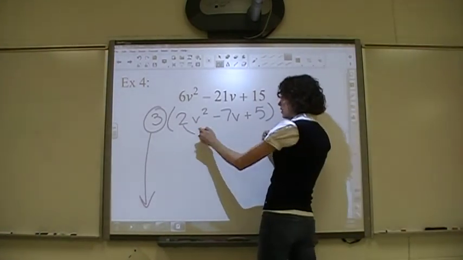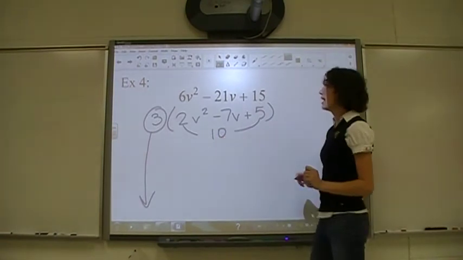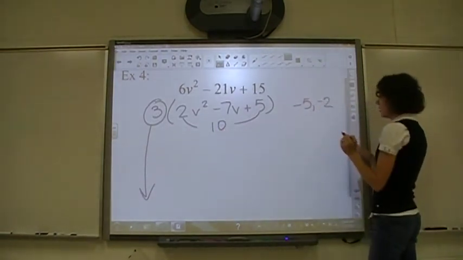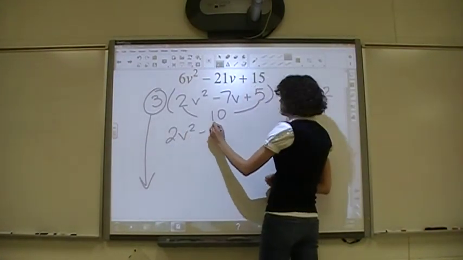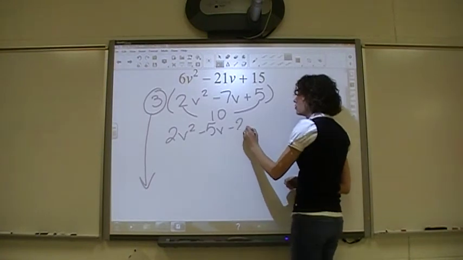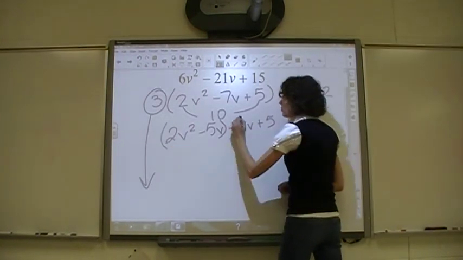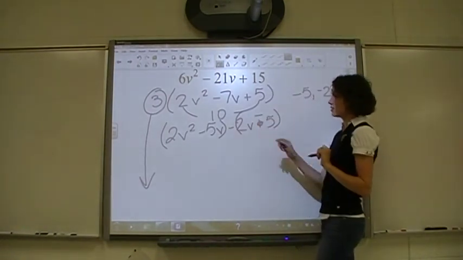Now do the rewrite method. 2 times 5 gives me 10. Factors of positive 10 that add to negative 7 are negative 5 and negative 2. So let's do that rewrite method: 2v squared minus 5v minus 2v plus 5. Group the front, group the back. Because that middle sign is negative, change the sign behind it.